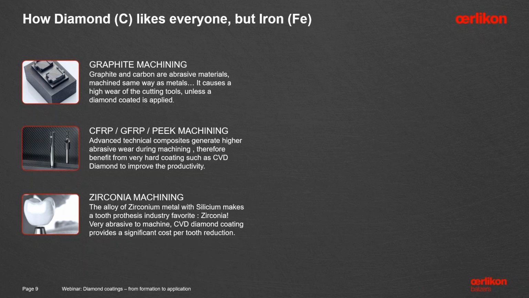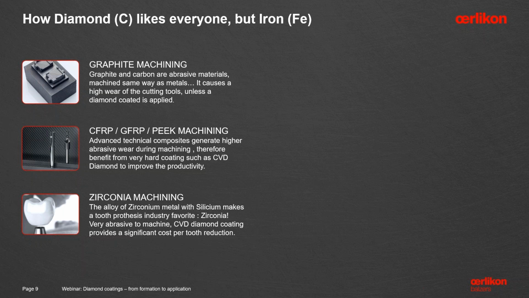The next type of family is modern fiber-reinforced materials, so carbon fiber reinforced plastic, or glass fiber, or even specific plastics like PEEK, are very abrasive. So typically, also in terms of quality, there is a big advantage in being machined with a tool that is protected by a diamond coating.